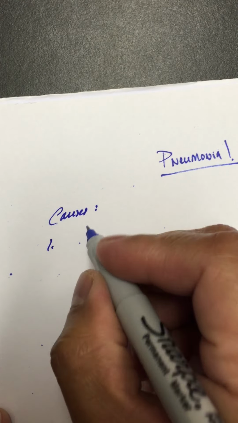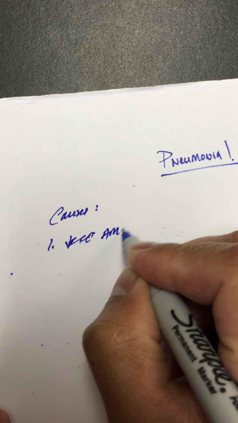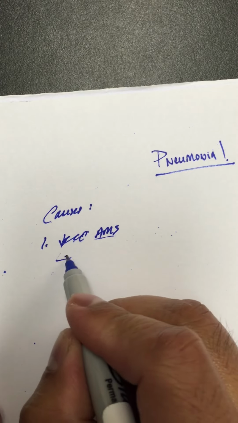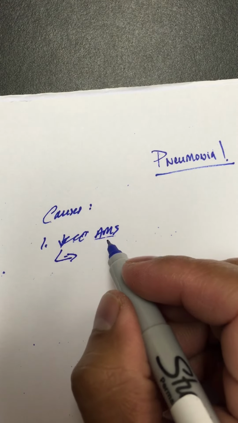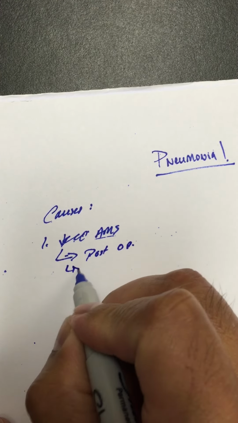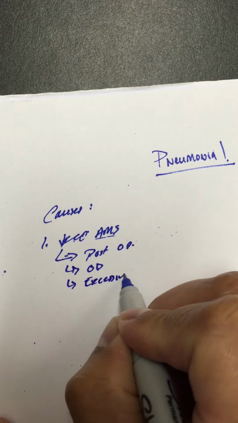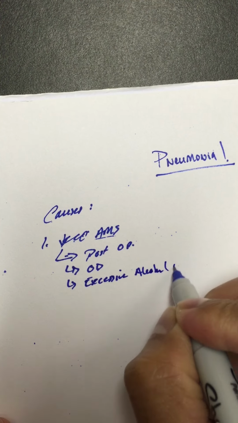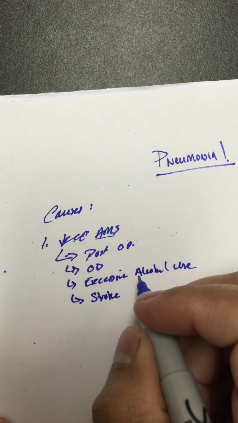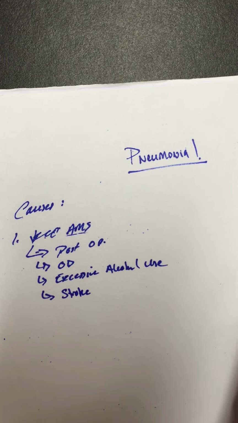Number one, decreased level of consciousness or altered mental status. This, for example, could be a patient that maybe is post-op. Maybe some type of overdose, excessive alcohol use. Possibly a stroke patient. Now, these patients are all going to be affected in a different way.